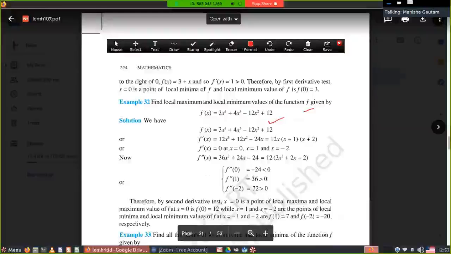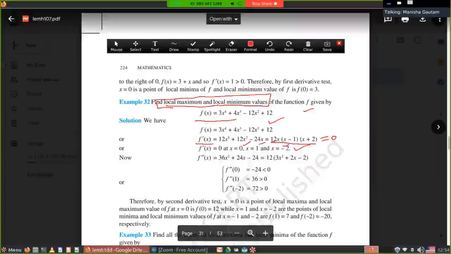The function fx is given to you. Write the derivative of the function. After getting the derivative, factorize the expression and put it equal to 0, and you will get the critical points. These are 0, 1 and minus 2. Here you only have to find the local maximum and local minimum values, not the points. It means only values, so at 0, 1 and minus 2 you have to calculate the values.